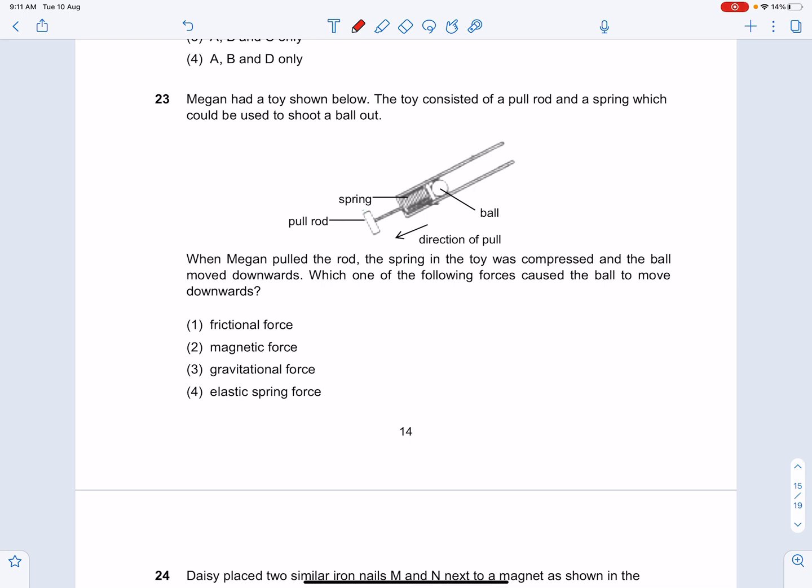Next, Megan had a toy shown below. The toy consisted of a pull rod and a spring which could be used to shoot a ball out. When Megan pulled the rod this way, the spring in the toy was compressed and the ball was moving downwards. Which of the following forces causes the ball to move downwards? As we all know, anything on Earth has gravitational force acting on it. So when you pull and lower the spring, your ball will automatically fall down, rolling towards this direction due to gravity. So the answer should be 3.